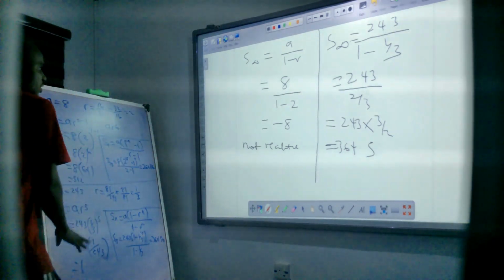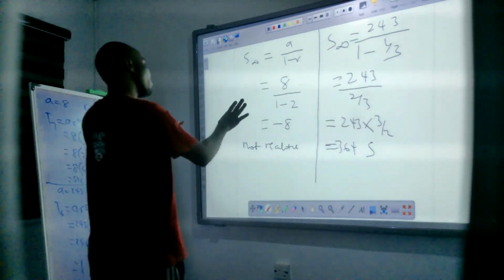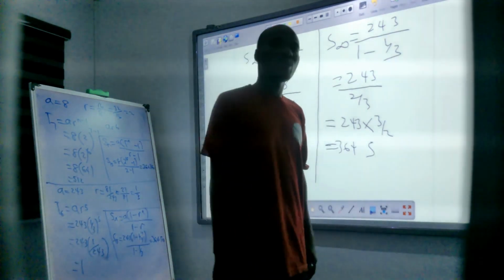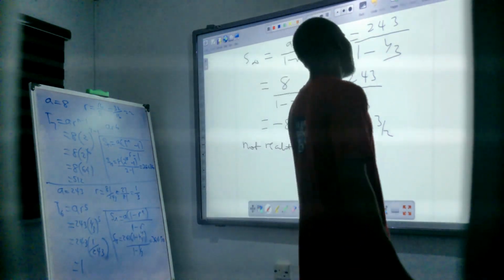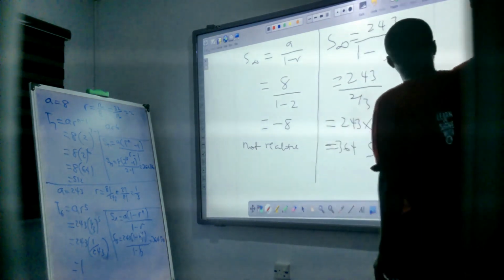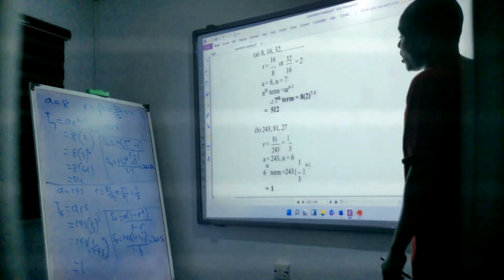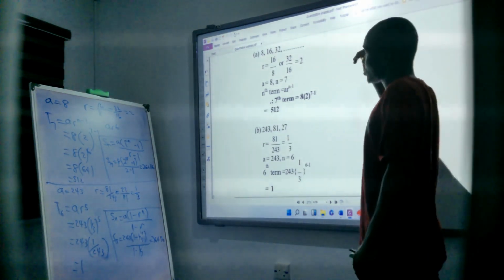So that is all. Sum to infinity of the two is this. Sum to infinity in the first one is not possible, but in the second one it's possible. Why is the first one not realistic? Because r is greater than 1. You don't get a sum to infinity when r is greater than 1. Is that okay? So I hope you understand that.